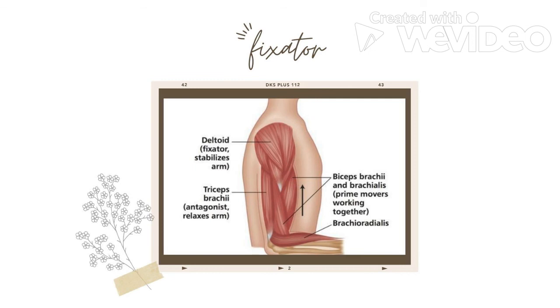And next one, we have our fixator. A fixator contracts isometrically to stabilize the prime mover so that it can act efficiently. Basically, it doesn't really produce movement or flex, but its contraction increases the tone of the muscle and makes it easier for the prime mover to do its job.